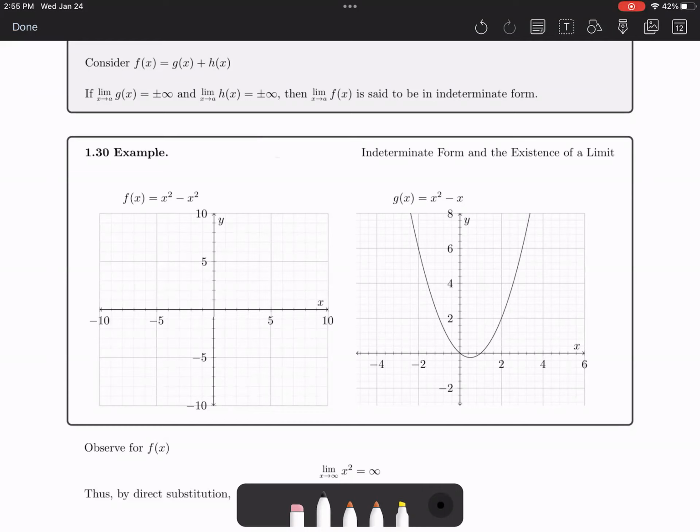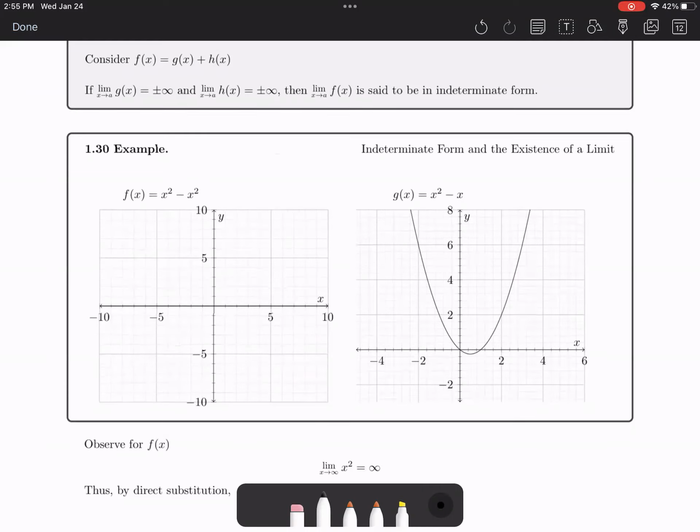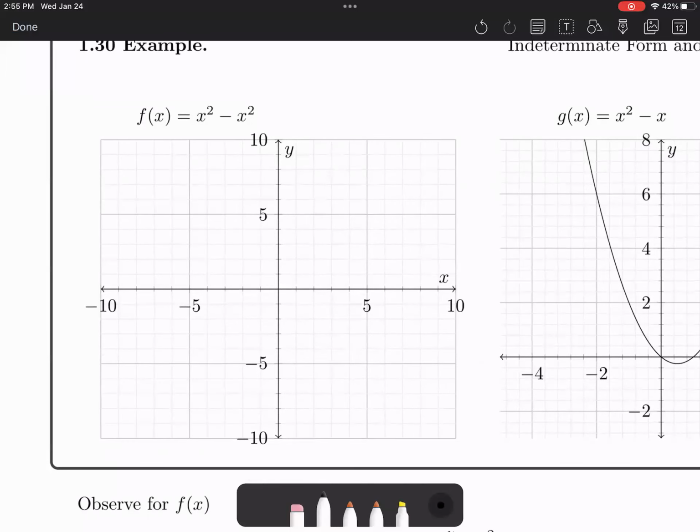Let's look at the first function, f of x, which is x squared minus x squared. So if we take the limit as x approaches positive infinity of x squared minus x squared, and we attempted direct substitution immediately, we end up with the indeterminate form infinity minus infinity. So this is not a real number. It does not exist. So we have a limit that does not exist in our initial attempt. So the initial attempt was just direct substitution.